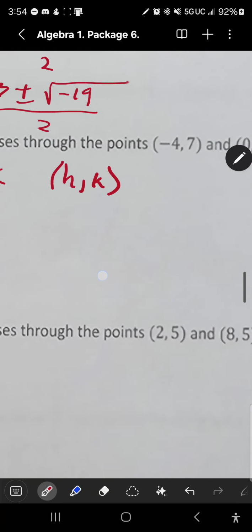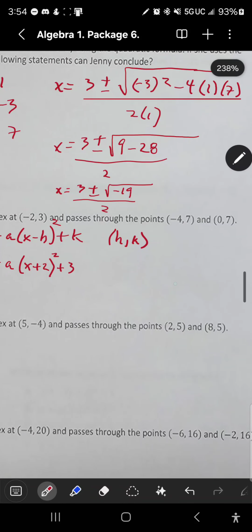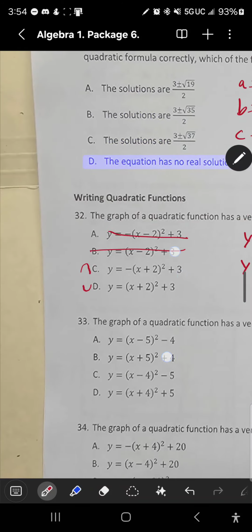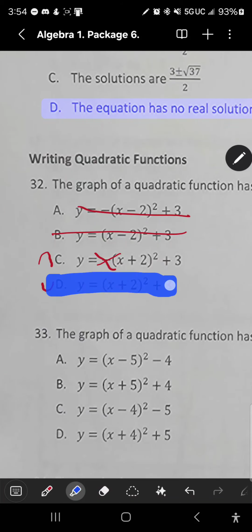Now, if I have my points here, let's say this is negative 2 comma 3. This is my vertex. Then I will have negative 4 comma 7, and then 0 comma 7. And as you can see, this is going up. If I can draw right, okay, this is going up. So it has to be positive. It cannot be negative at the beginning. And that's how I know it's C. Now, it's D, I'm sorry.